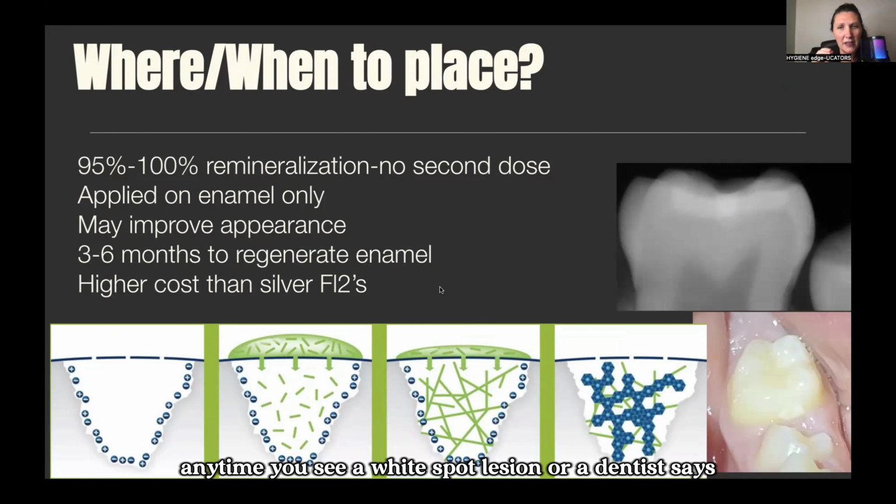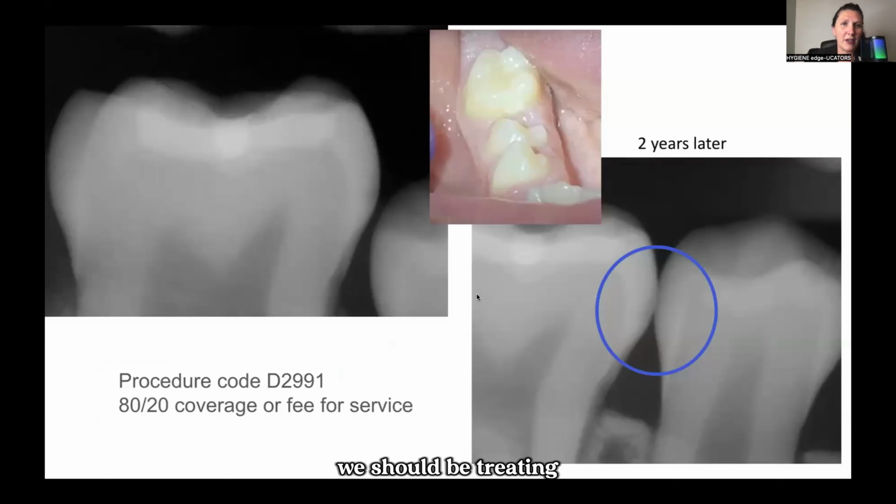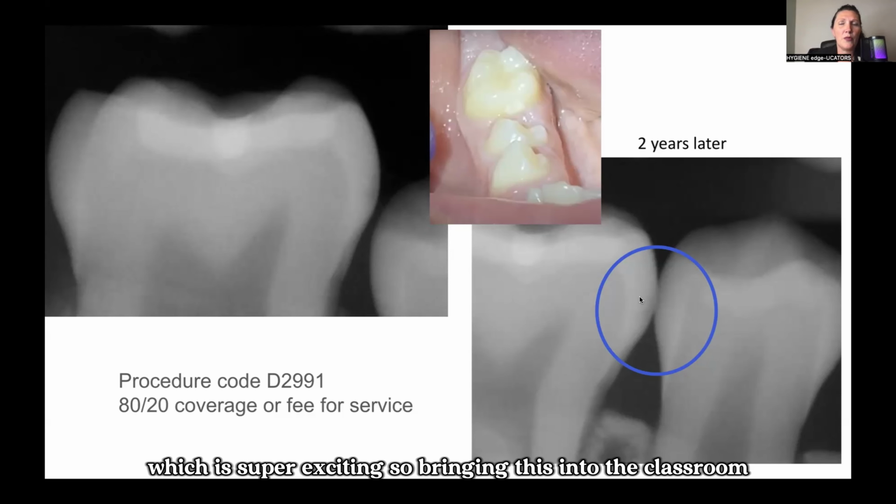Anytime you see a white spot lesion or a dentist says, we're going to watch that, that means it's time to act. We no longer watch. That's another thing: as a hygienist, we treat. If we hear the word watch, we should be treating. We should not be waiting. So we see this white spot lesion. You see it here 2 years after I placed it, and we get remineralization with that. Sometimes you get a little bit of a color change, but you're essentially regrowing enamel structure, which is super exciting.